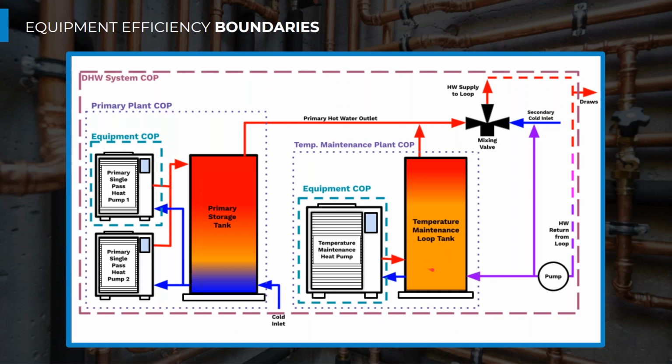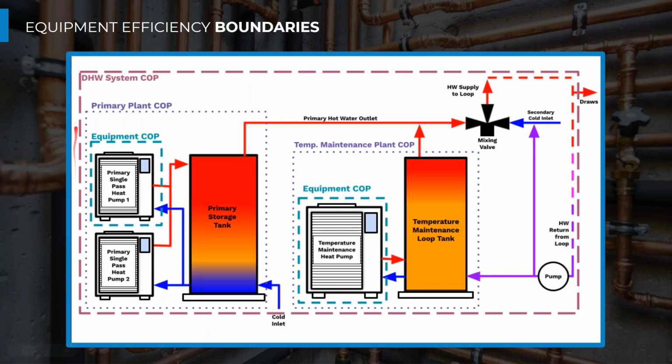So if we put an electric resistance element in this tank, and that electric resistance element is always running to reheat the temperature maintenance losses, we're going to have a low temperature maintenance COP, and we might have a high primary plant COP because we have heat pumps there. So it's best if we can apply a temperature maintenance heat pump water heater, or do a clever design with the piping in that swing tank arrangement that we'll discuss a little bit more later today, so that we can maximize the efficiency of this temperature maintenance plant. Because what we're trying to get to is a high domestic hot water system COP.